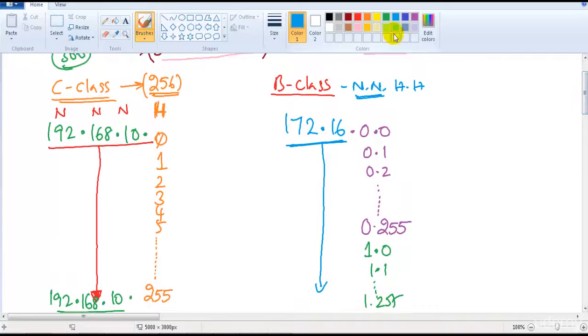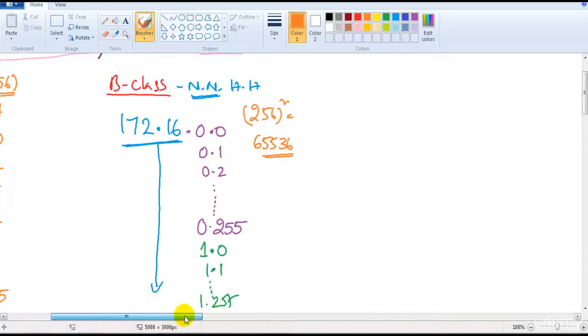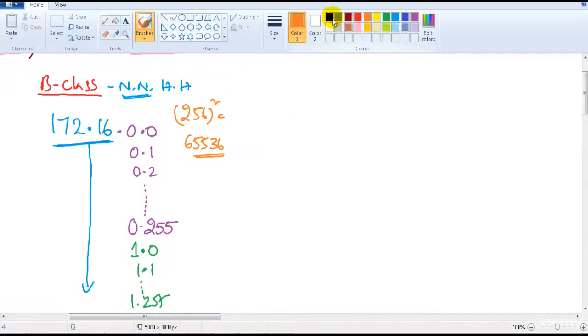So in case of a B class address we can write around 256 squared addresses, almost 65,536 addresses. So we can get around 65,536 addresses in any B class network. That's the size of the network.